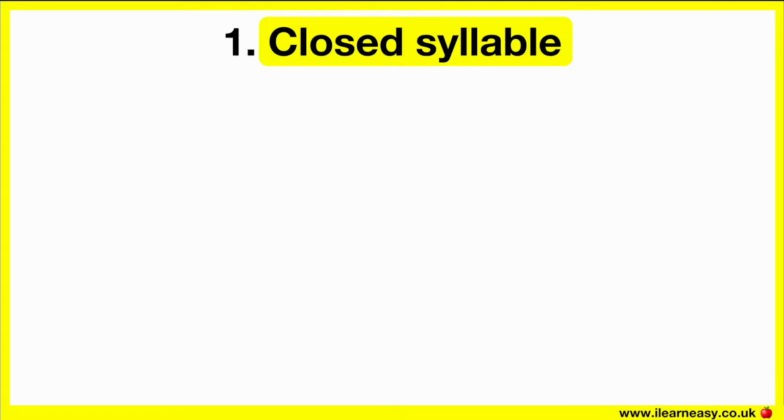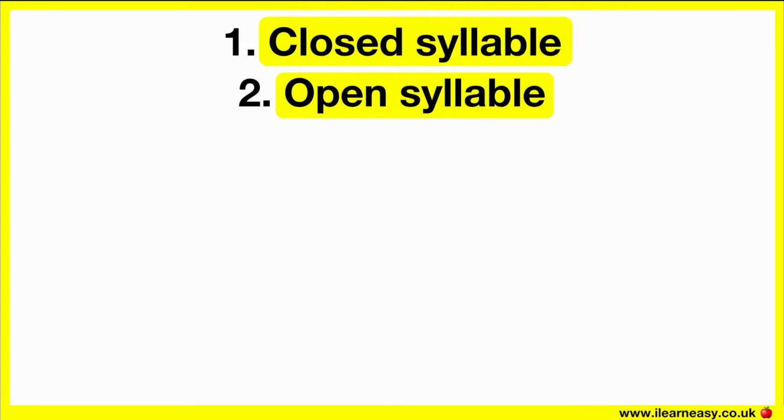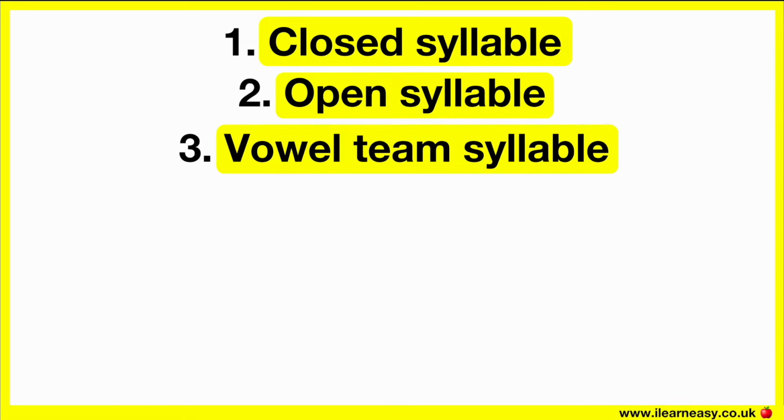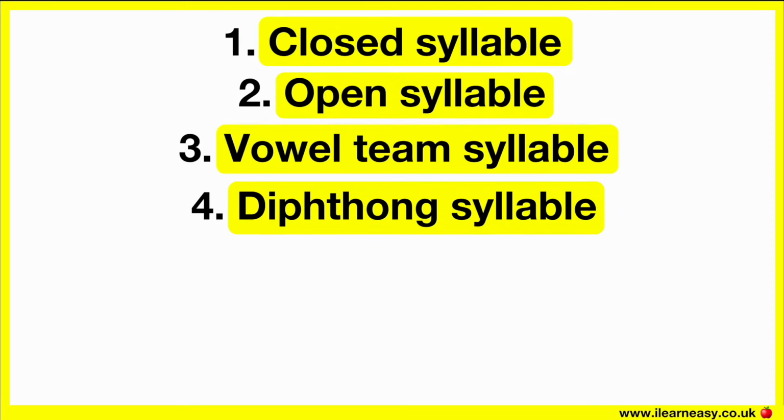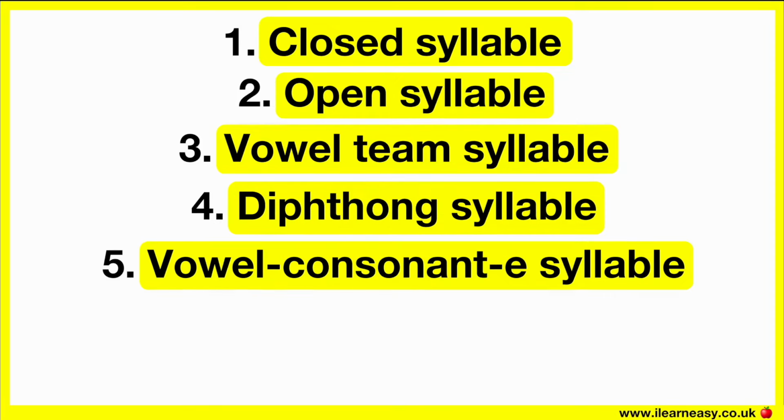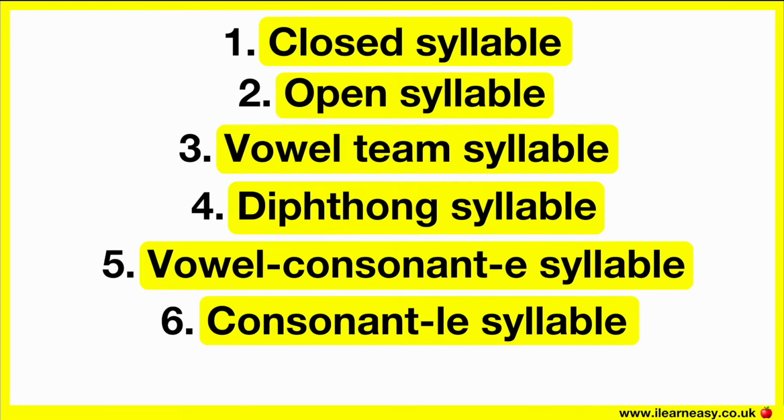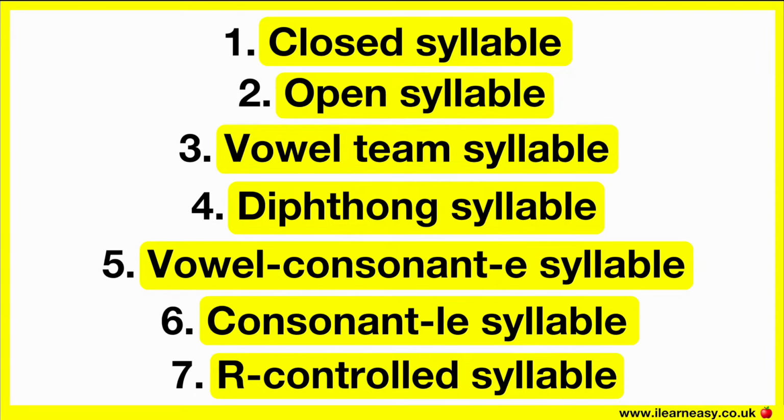There are 7 types of syllables: closed syllable, open syllable, vowel team syllable, diphthong syllable, vowel consonant E syllable, consonant LE syllable, and R controlled syllable.